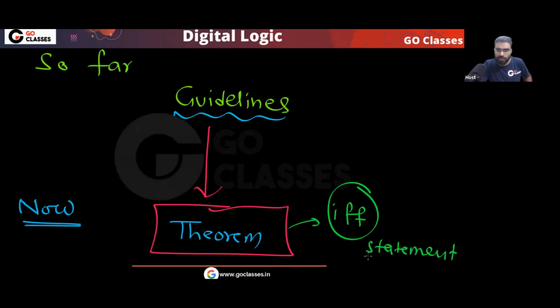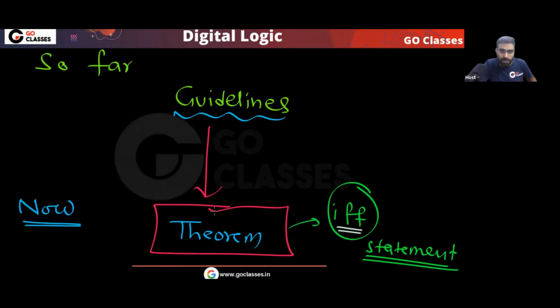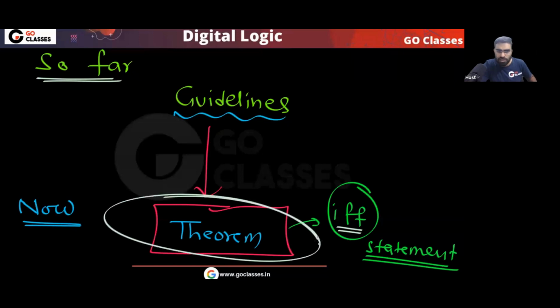Don't worry, I will explain. But I am saying these will become an if and only if statement. It means if you satisfy this theorem, then the set will be functionally complete. If you don't satisfy it, then it will not be functionally complete. So far I was calling them guidelines, but now I will call them a theorem.